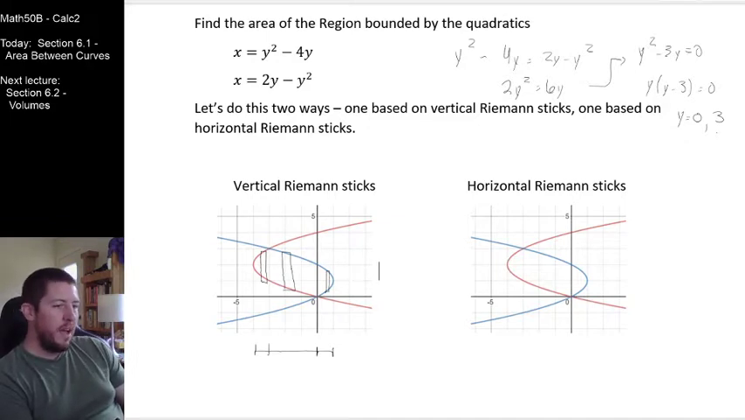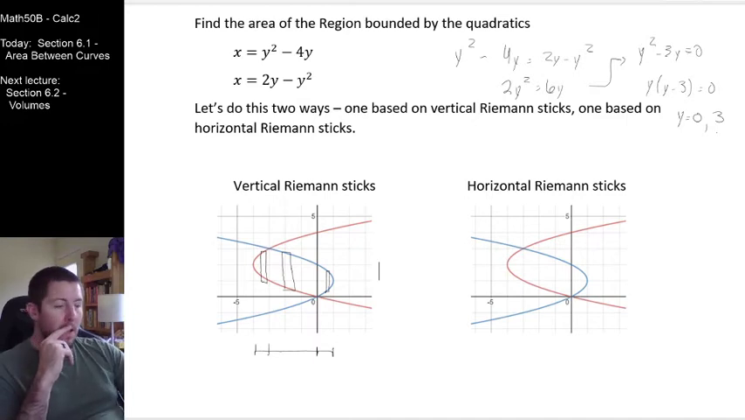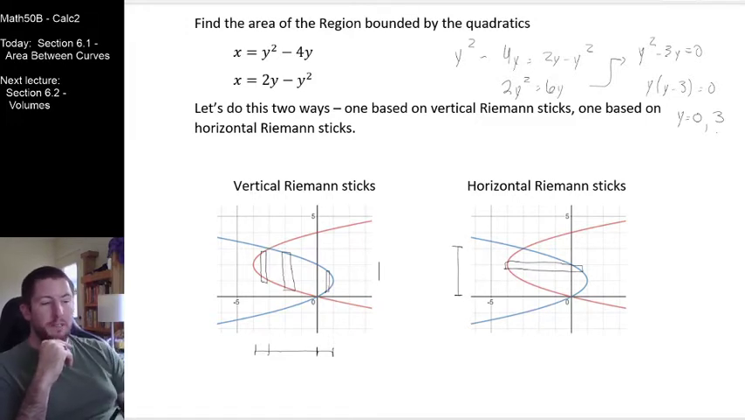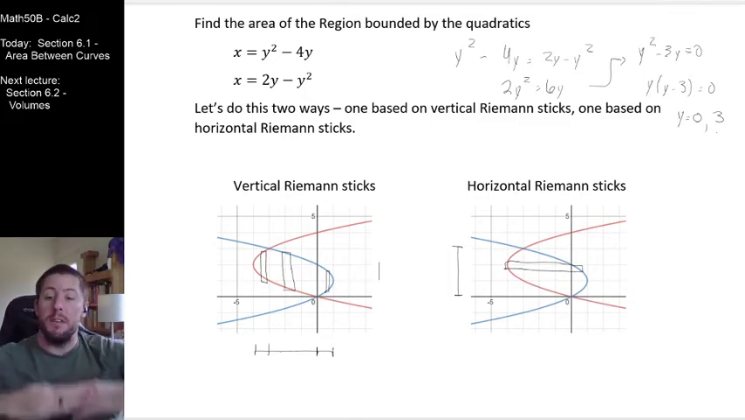On the other hand, if we're choosing horizontal Riemann sticks, that means we want to be considering what's the left function and what's the right function. That never changes over the entire course of this object in the middle. There is just one representative Riemann stick associated with this entire region: the red function on the left and the blue function on the right. This is good because I only have one region of interest to integrate over. If we're doing horizontal Riemann sticks, we want to add up one for each of the associated heights.